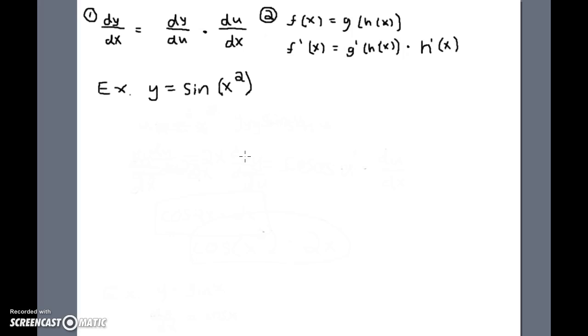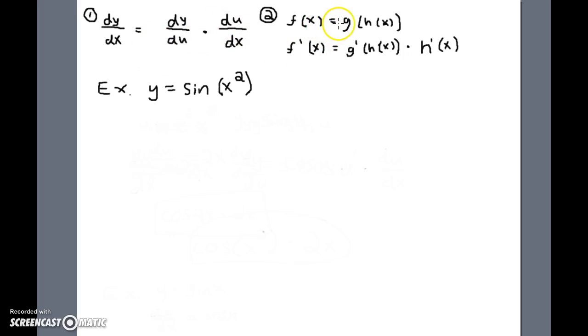The chain rule is used when you are differentiating a function. And here are two ways of showing the chain rule. The first one here, dy dx, which is obviously the derivative of a function, is equal to dy du times du dx, and as you can see, the du's cancel out. And here's the second method.